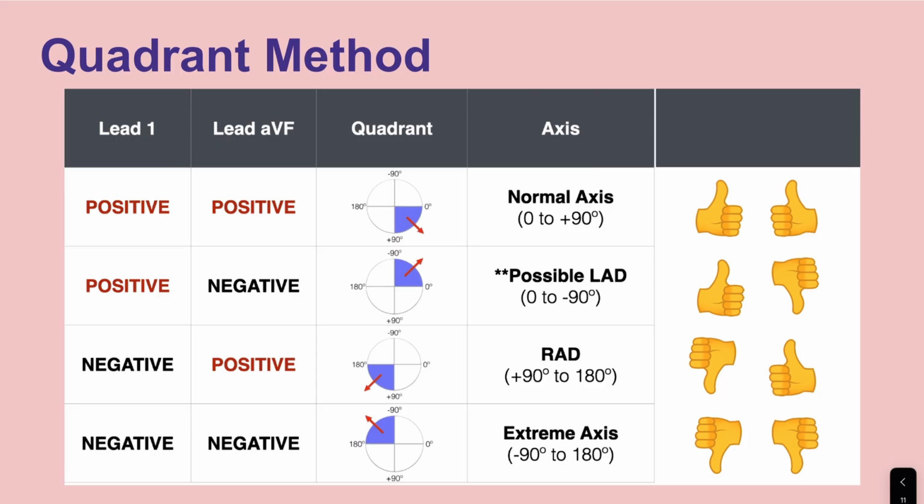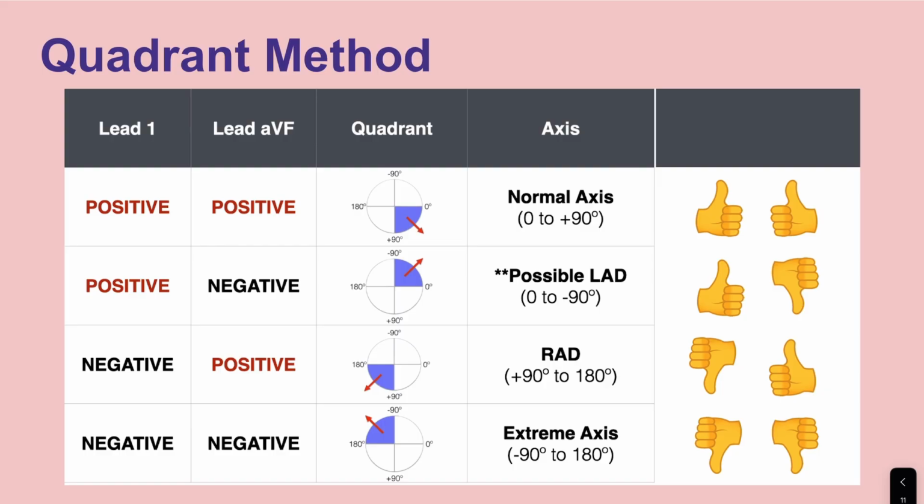Now, if lead 1 is negative and AVF is positive, you got a right thumb up, that's right axis deviation. And if both thumbs are down, because they're both negative, well, that's a bad sign. It's pretty extreme. It must be going in the wrong direction, 2 thumbs down, extreme axis deviation.